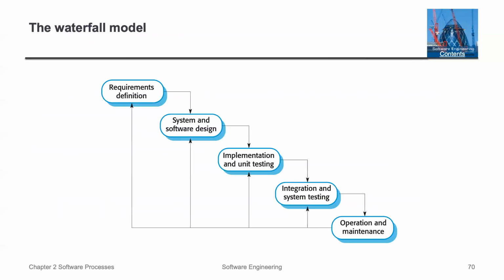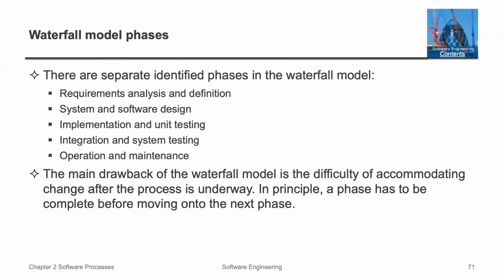Here's an example of what a waterfall model would look like. The first thing you have is a requirements definition, which flows down into the system and software design. Once you have the design and you see how you're going to go about it, you can do the implementation and the unit testing of modules. You then integrate that into a larger core, and you have system testing, and finally you do operation and maintenance. That gives you an idea of what a waterfall model would look like.